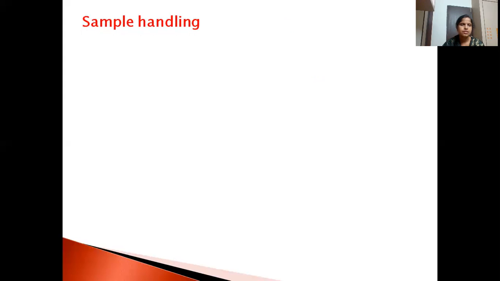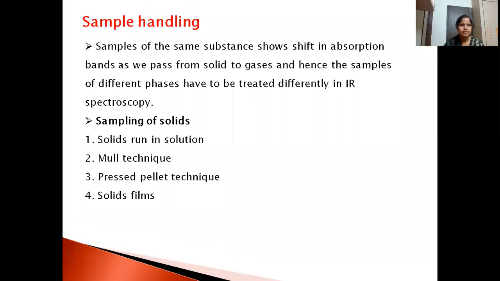So how we do this is sample handling. If a solid is present, how can we convert that solid into a sample for the spectrophotometer? We have 4 different types: solids run in solution, Mull technique, pressed pellet technique, and solid film.